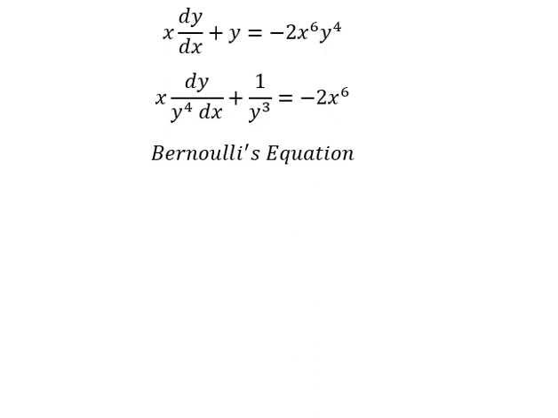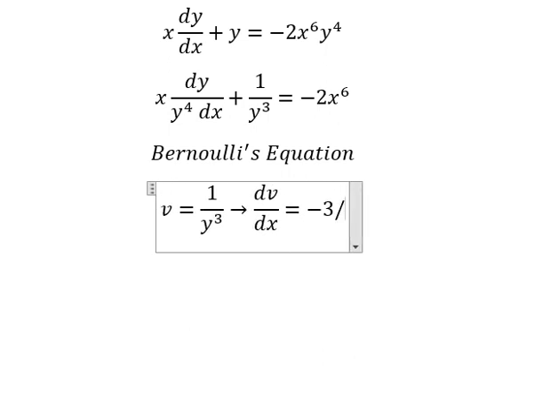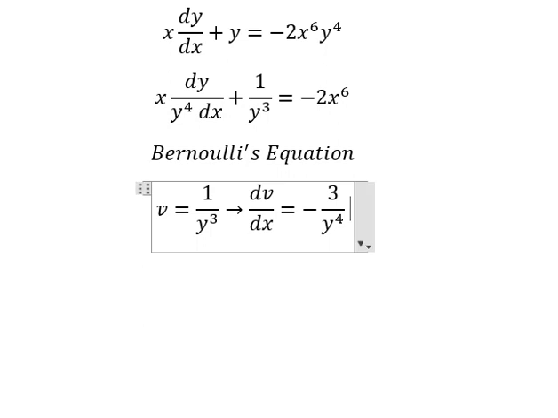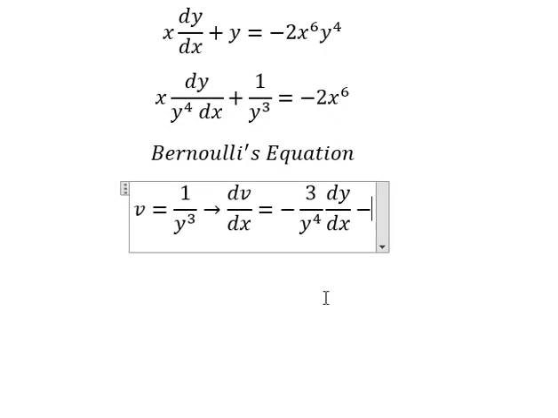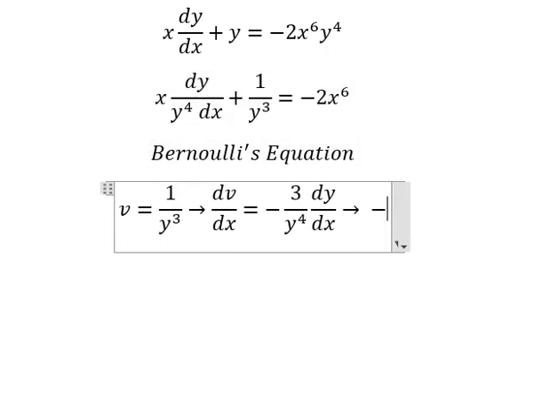So I will put v equal to 1 over y to the power of 3. Later, we take the derivative of both sides, and we have dv over dx equals negative 3 over y to the power of 4 dy over dx. Next, because we don't have negative 3, we divide both sides by negative 3.